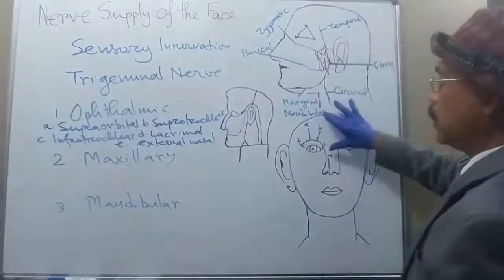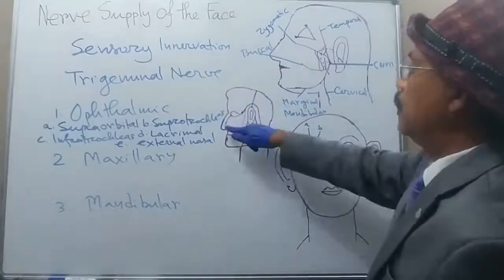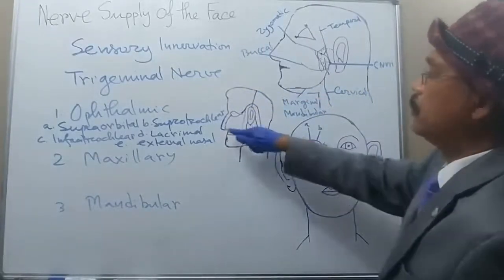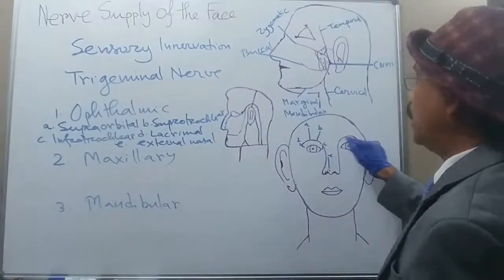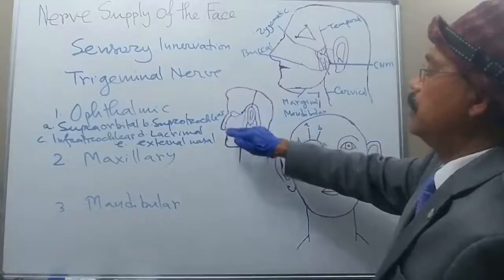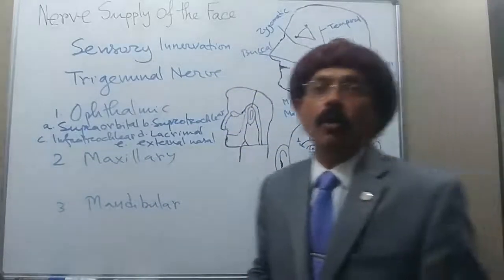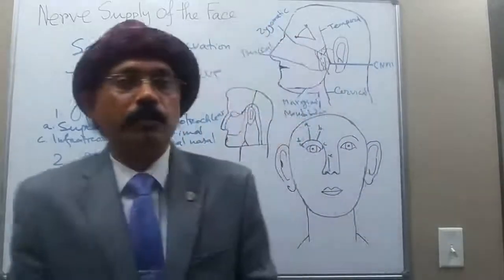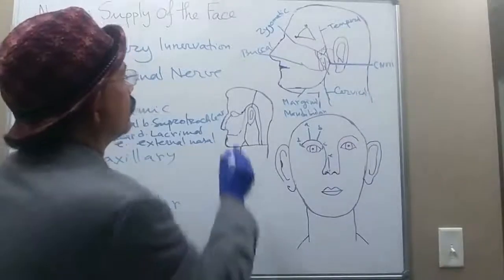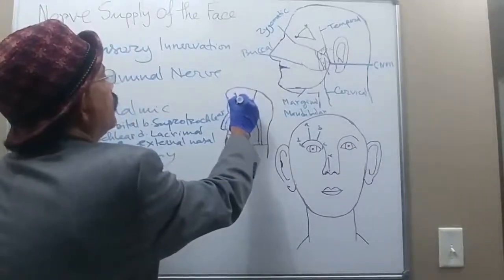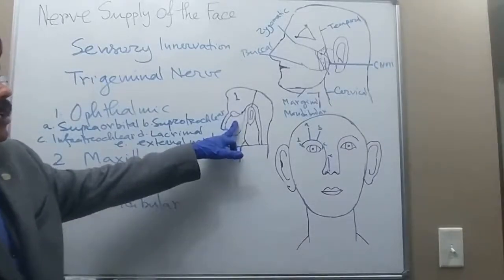So entire forehead up to vertex, the tip of the nose and upper part of the side of the nose, upper eyelid, this part, cutaneous innervation is carried by the ophthalmic division of trigeminal nerve. Then we'll go to the maxillary division. So this is the ophthalmic division of trigeminal nerve. This part, maxillary division of trigeminal nerve.